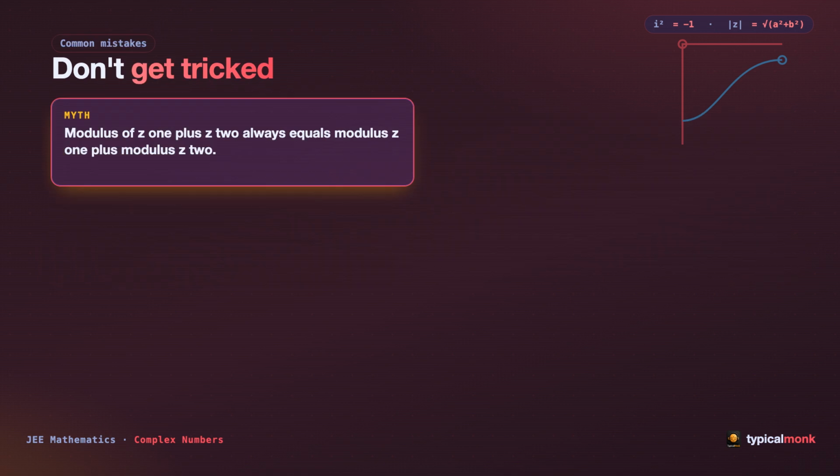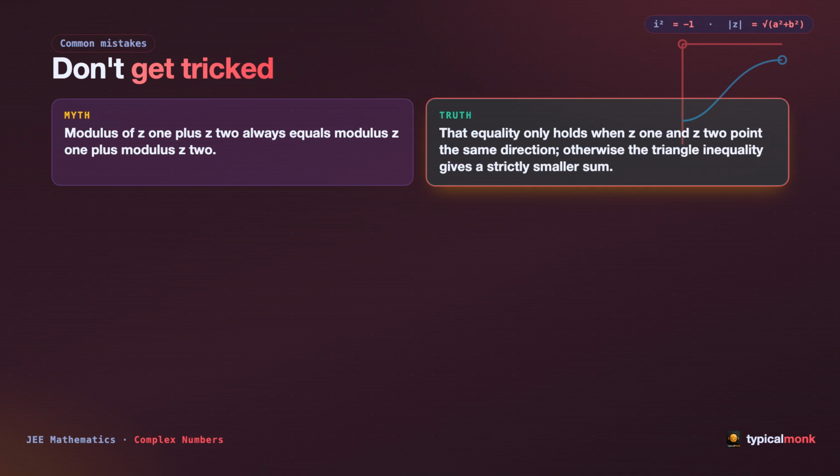Now let me save you some marks. 2 myths that trap thousands of students every year. Myth 1. The modulus of z1 plus z2 always equals the modulus of z1 plus the modulus of z2. It feels natural. Surely distances just add up? But here is the truth. That equality only holds when z1 and z2 point in exactly the same direction on the Argand plane. In every other case, the triangle inequality gives you a sum that is strictly smaller. The 2 vectors partly cancel each other.